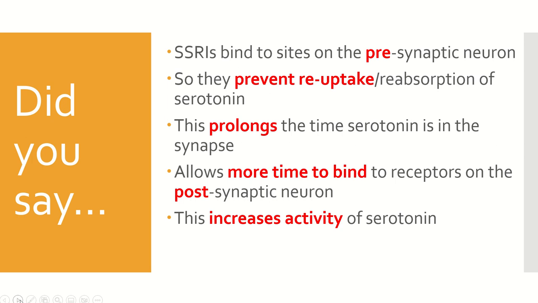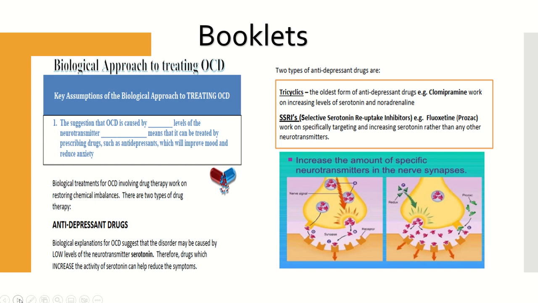Give yourself a mark out of 5 because there are 5 separate things that you need to say there. Well done if you got your 5 out of 5. Okay, so well done. You've learnt about the basic concepts of how an SSRI and a tricyclic works. All right. So we now need to go ahead and just get some bits and bobs into the booklets.